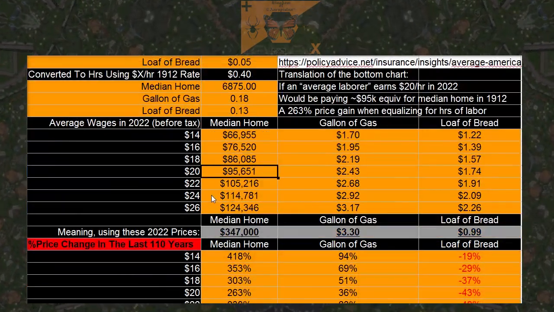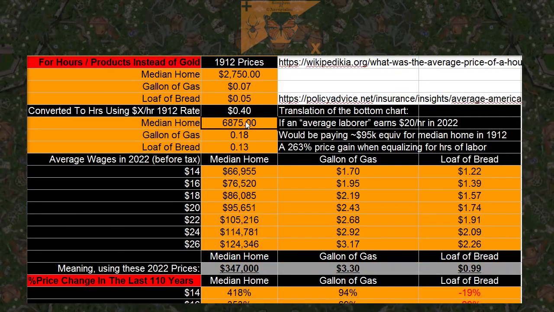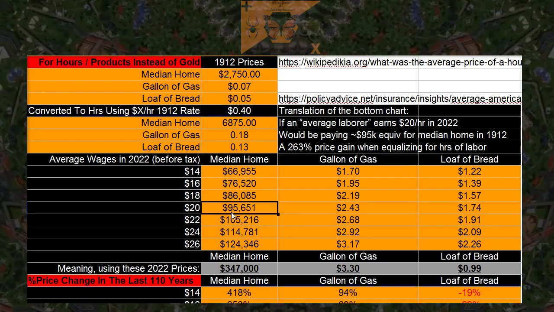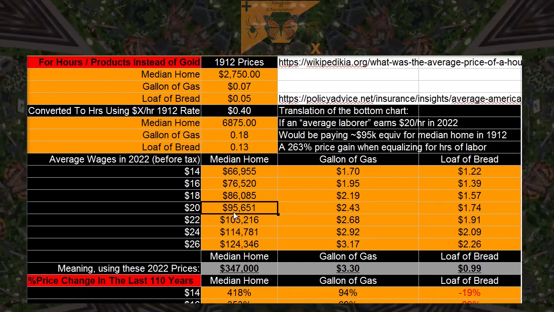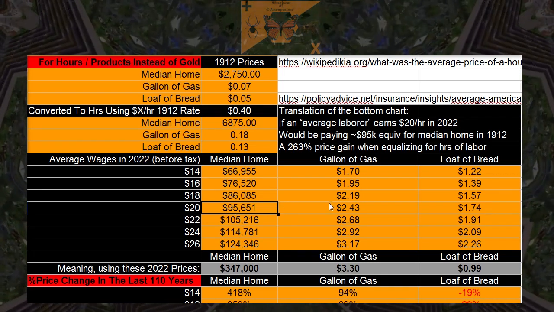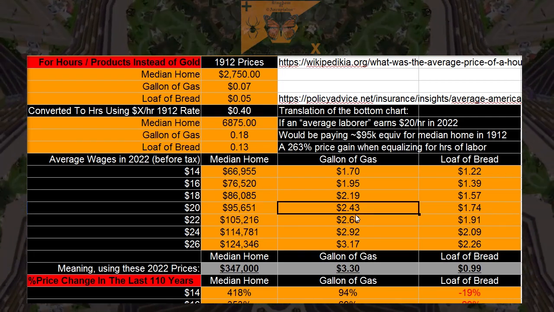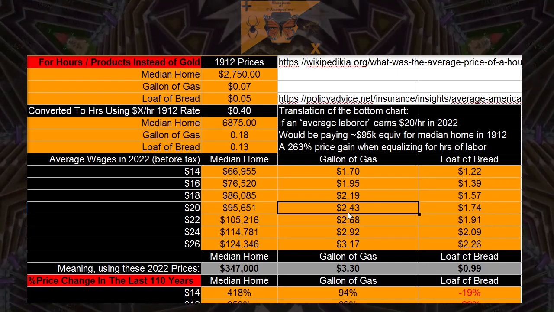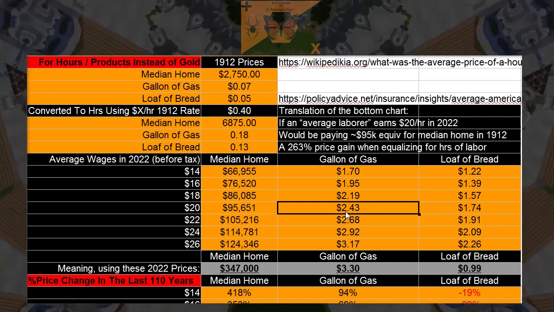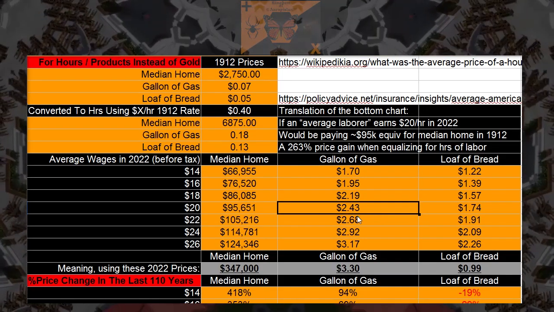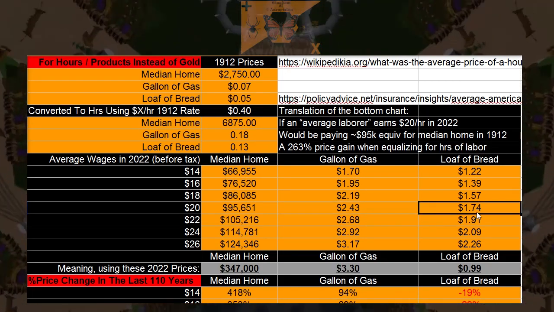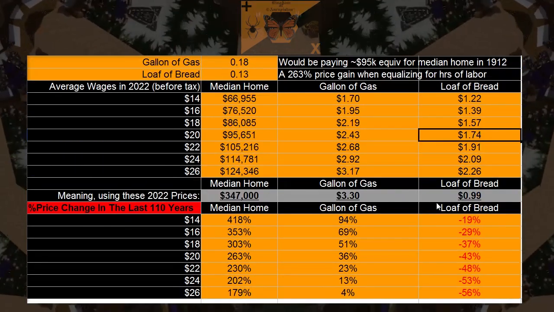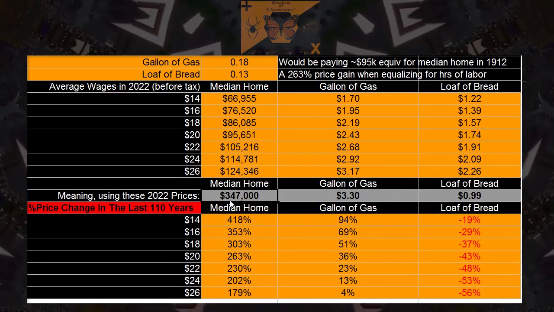Keeping this ratio and this ratio equal works out to be $95,000 for your median home price. Gallon of gas, $2.43, which is pretty affordable. I mean, it was like $2 when Trump was president, right? So that's in the same range. And then a loaf of bread, $1.75.